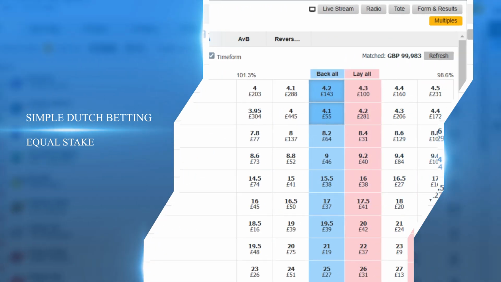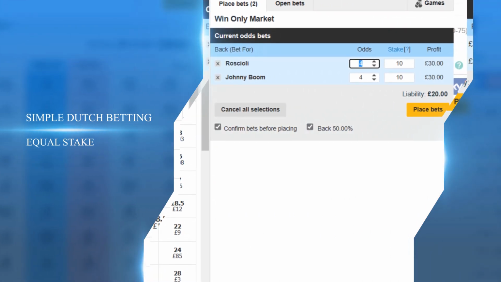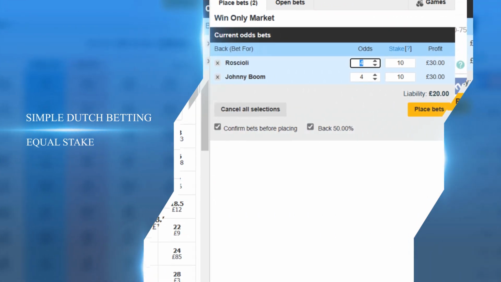Say we place £10 on horse X with odds of 4, winning £40, and £10 on horse Y with odds of 4, winning £40. Total stake is £10 and £10, equaling £20. Either horse wins, it's £20 profit. That's our £40 back, minus our £20 stake.